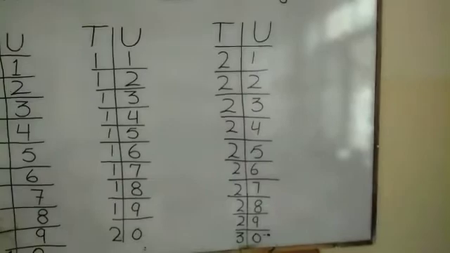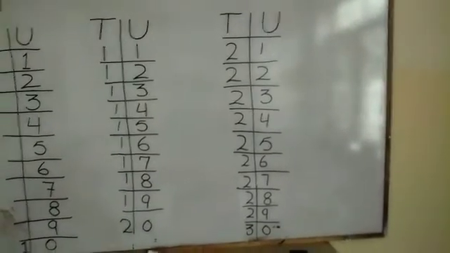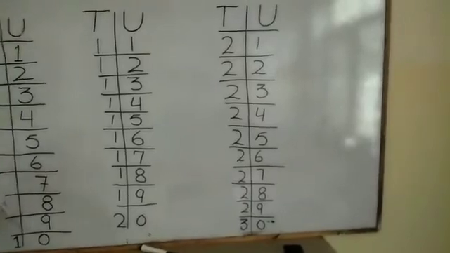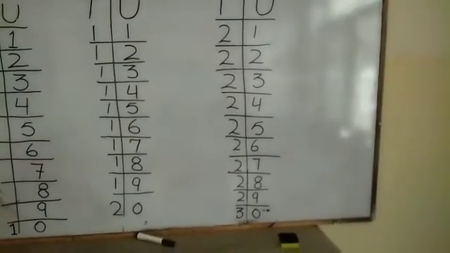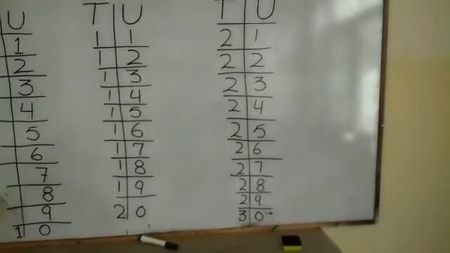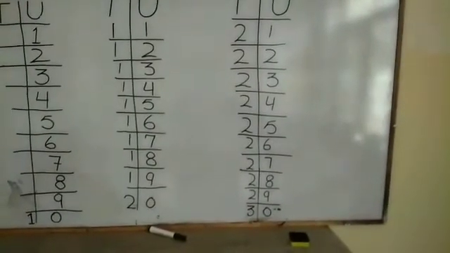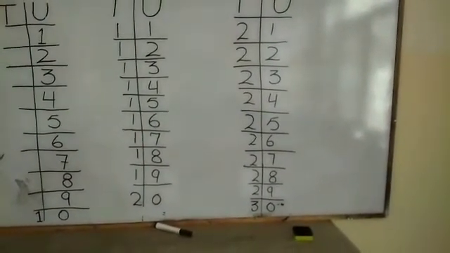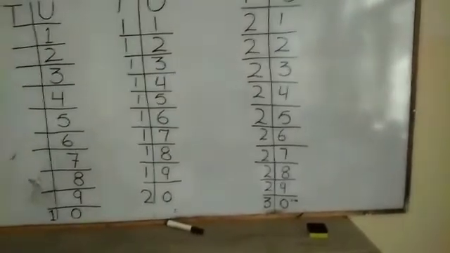In the third column you write 21. 2, 1 is 21, 2, 2, 22, 2, 3, 23, 2, 4, 24, 2, 5, 25, 2, 6, 26, 2, 7, 27, 2, 8, 28, 2, 9, 29, and 3, 0, 30.